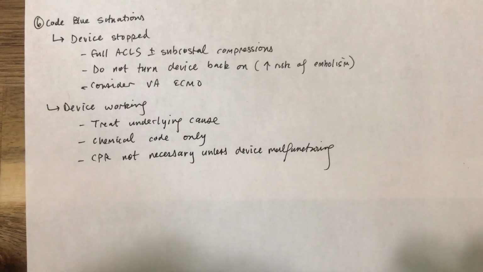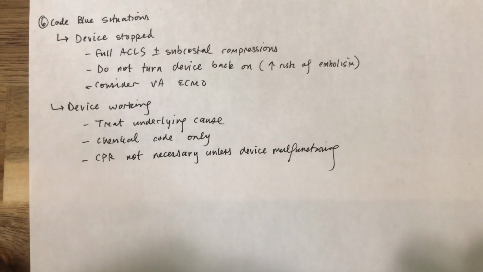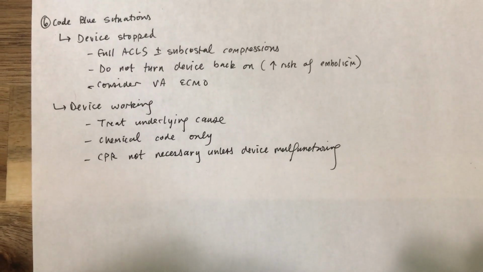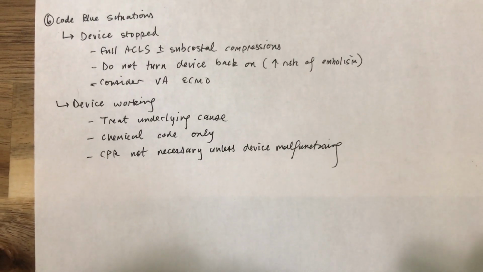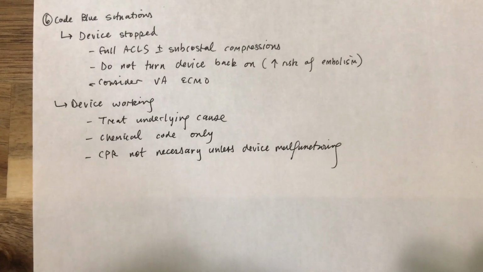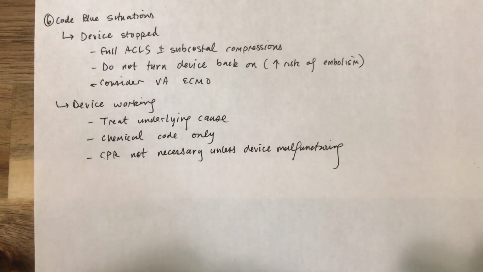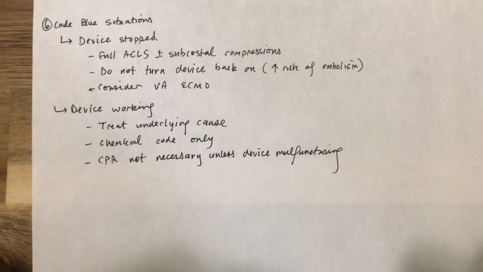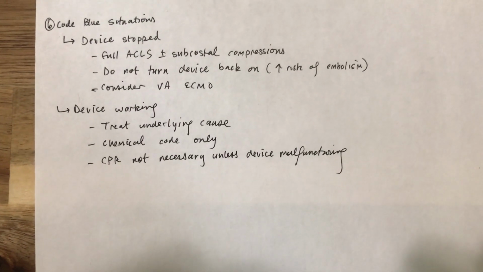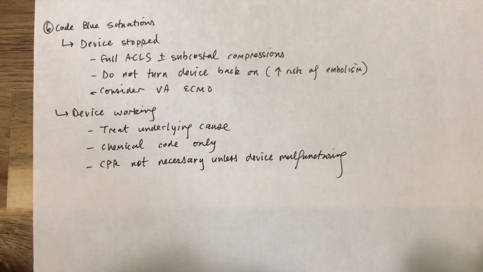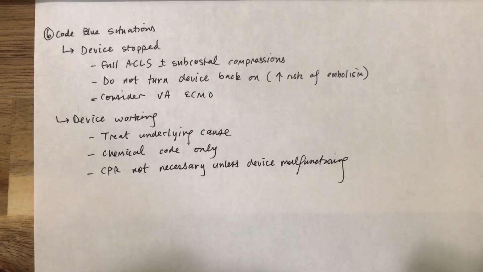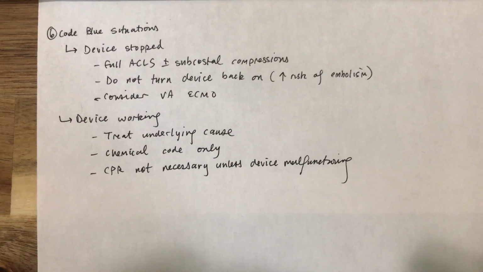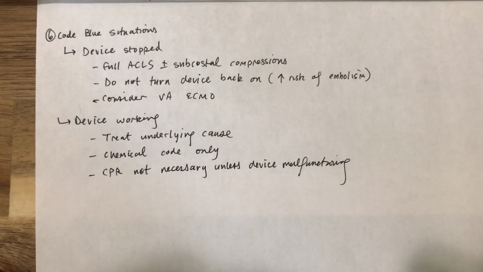If the device is working, treat the underlying cause. So you generally don't need to do chest compressions because the VAD is already doing most of the work. So I would do a chemical code only, try to convert them out of whatever rhythm they're in. You almost always don't need to do CPR, and then treat the underlying cause.